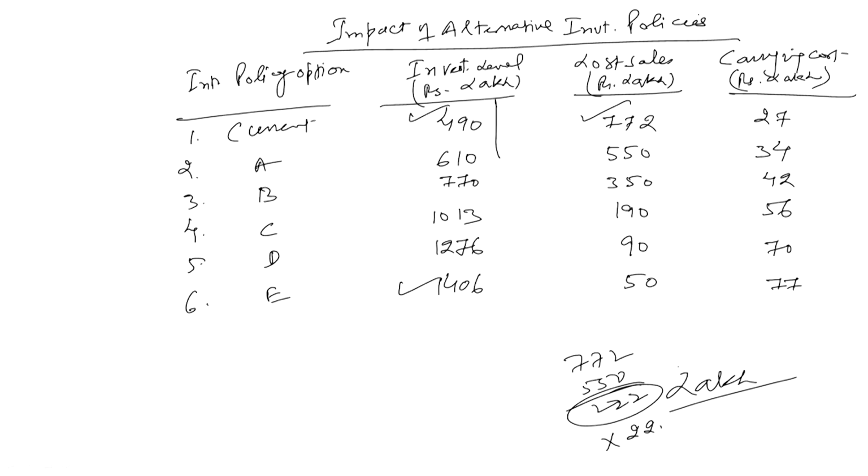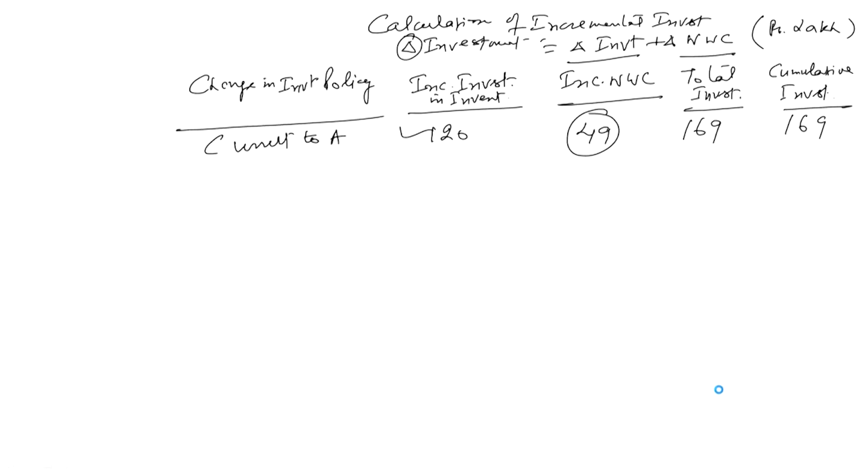So, if you make the changes in this incremental net working capital, it will be 22.2%, and 22.2% of 222 will be how much? That will work out as 49 lakhs. So, this is how we have worked out where this 49 lakh has come from. This is 22.2% of the increased sales.